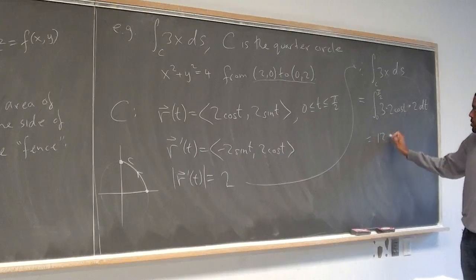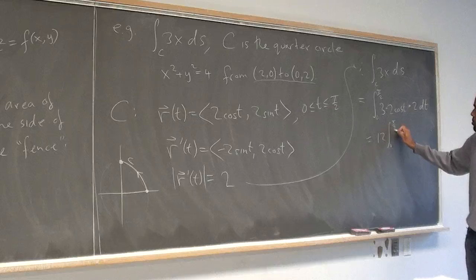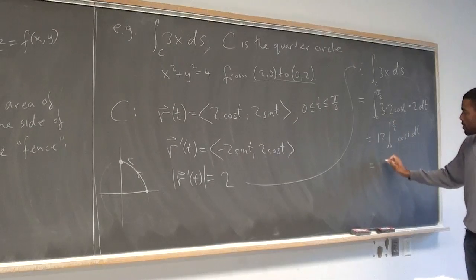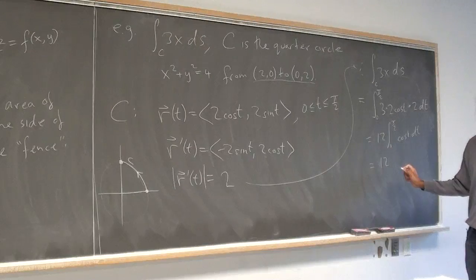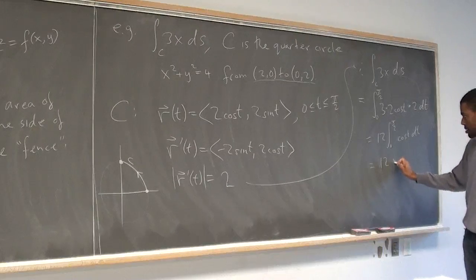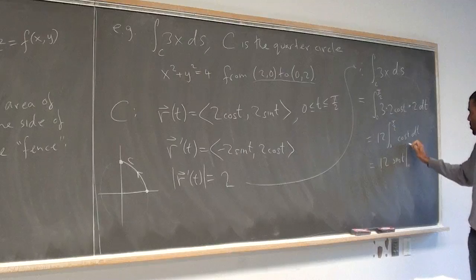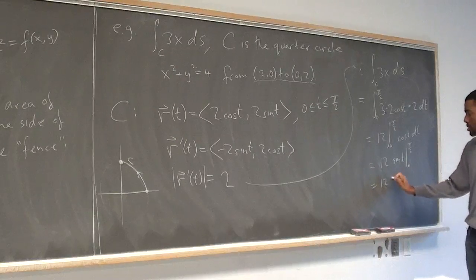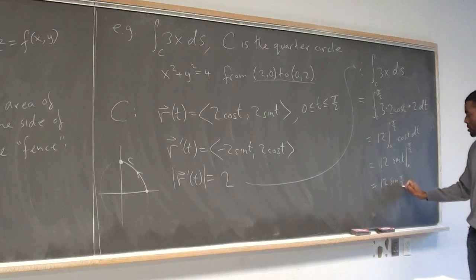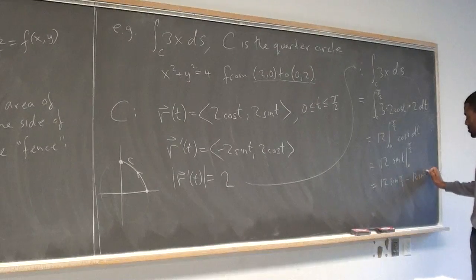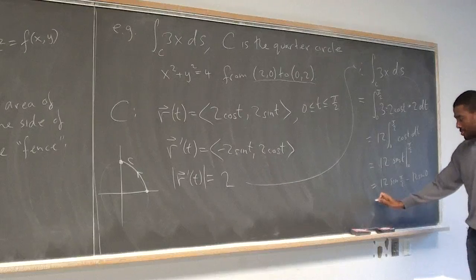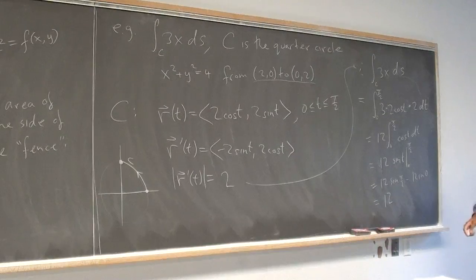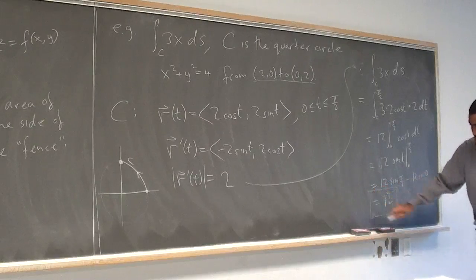Now the integral, we can solve. What's the integral of cosine? Sine. Positive sine. And what's sine of pi over 2? It's 1. What's sine of 0? So that's the answer.